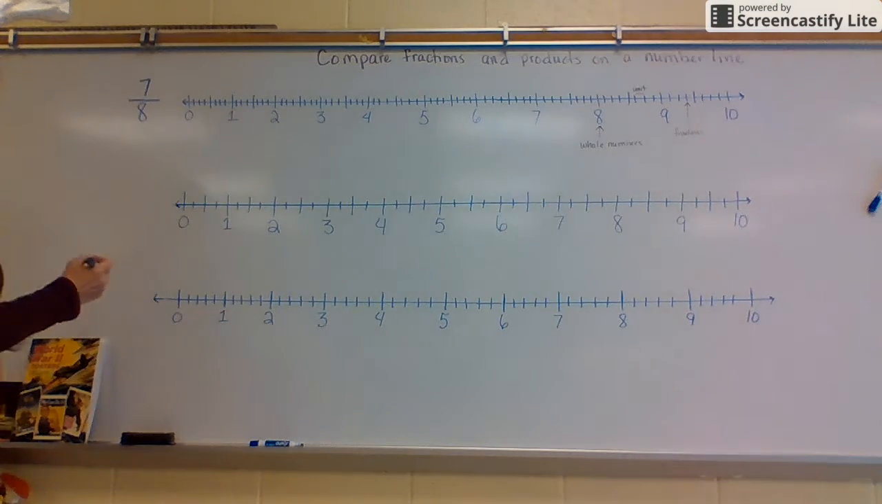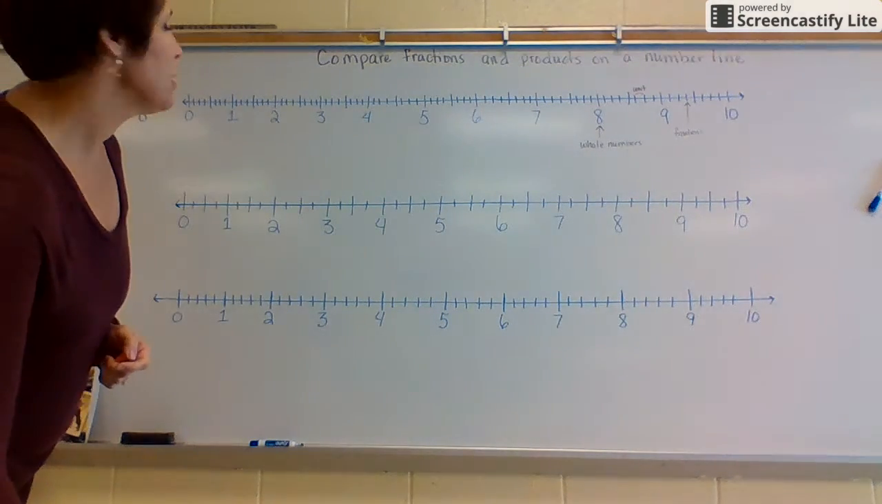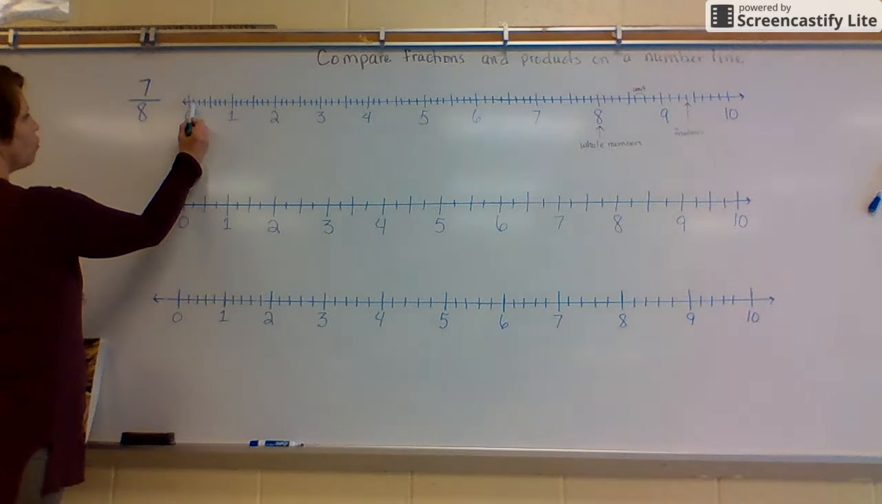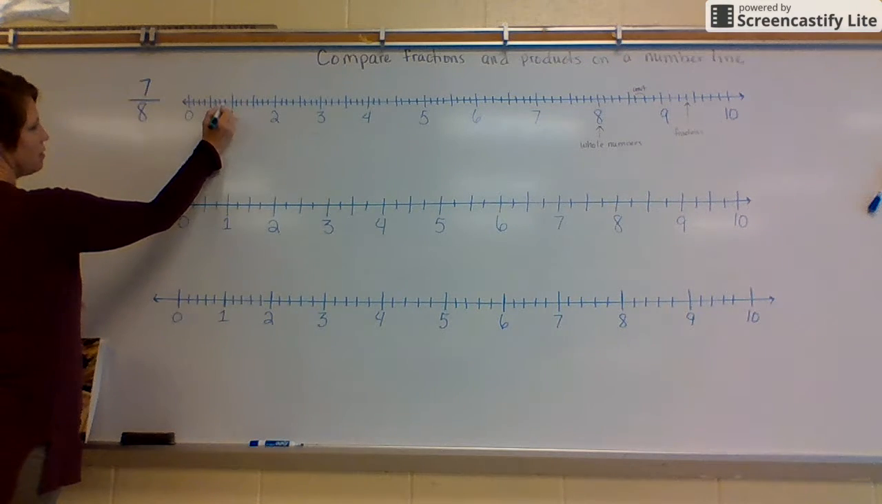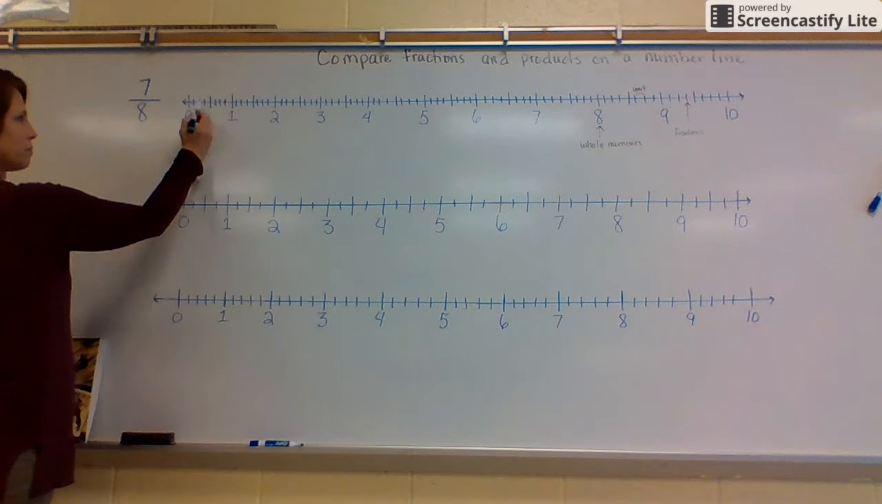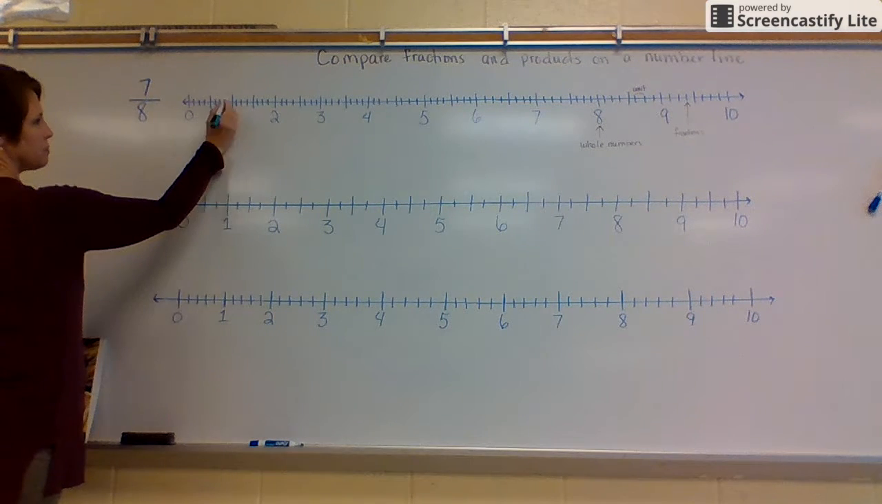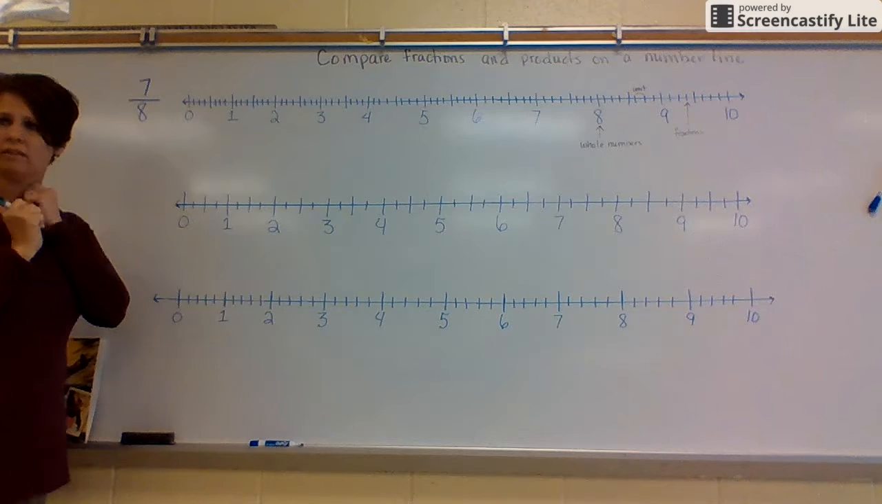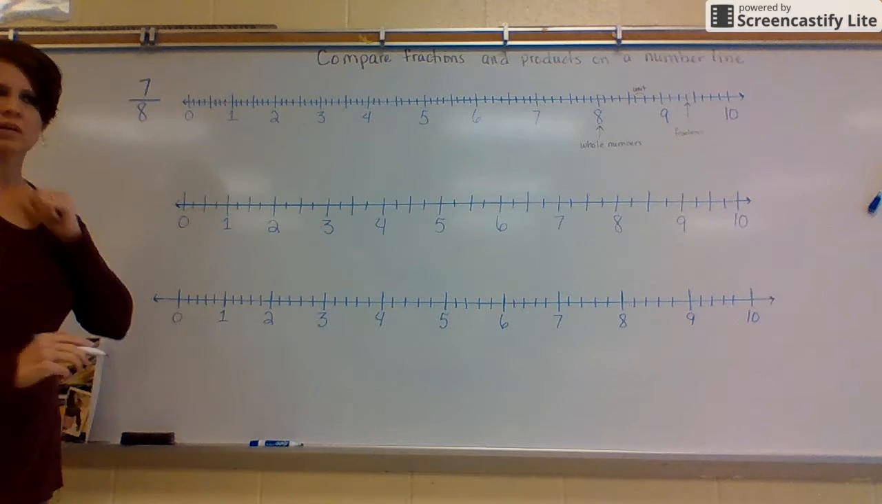So to find 7/8, we are simply going to count them. We're going to go 1, 2, 3, 4, 5, 6, 7. And we'll put our little spot right there. Did you see how I did that? I just counted my tick marks.